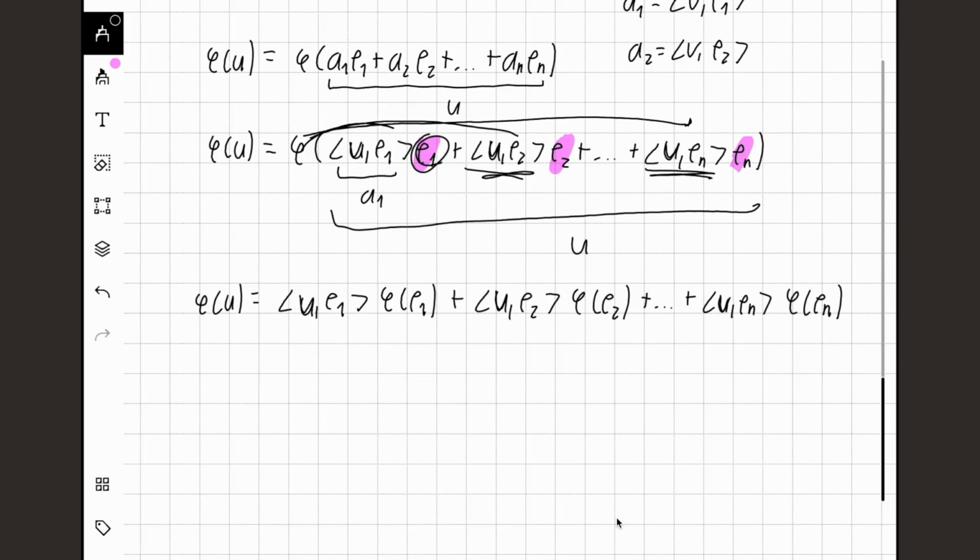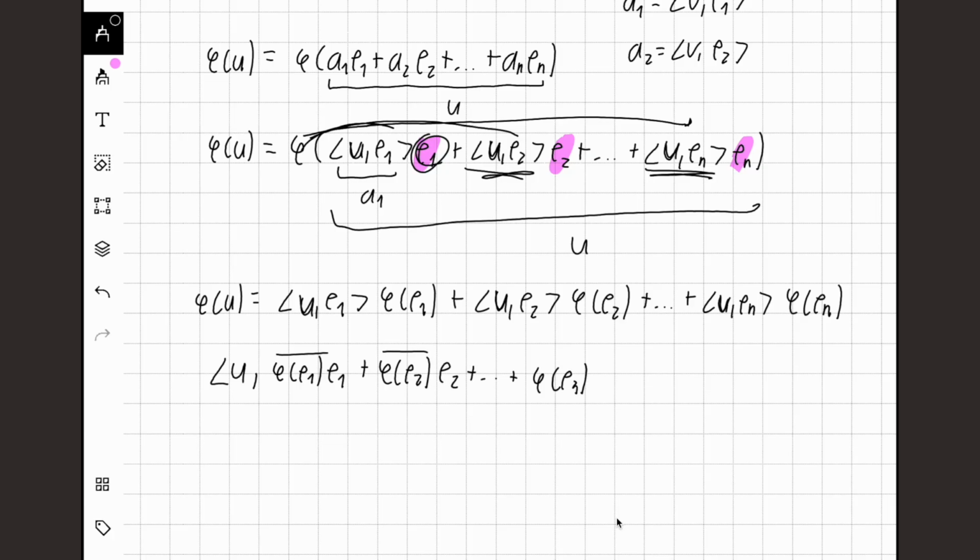So now what we're gonna notice is that this thing is the same as saying the scalar product of u with φ(e1) conjugate times e1, plus φ(e2) conjugate times e2, plus φ(e3) conjugate, and so on. This over here is the conjugate. If we're doing this over the field C, the conjugate of 5 is just 5 over the real numbers, but if these are complex numbers like 5 plus i, then the conjugate would be 5 minus i, just the complex conjugate.